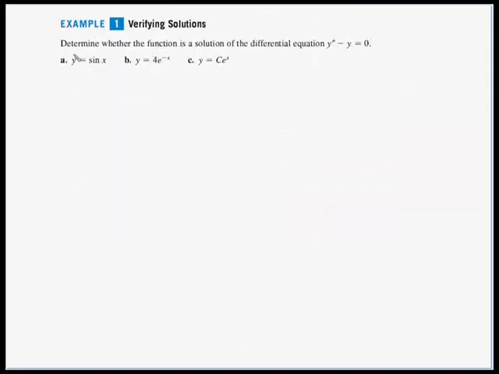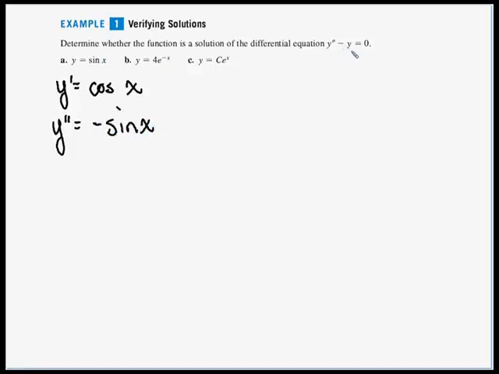Here in example 1, we're going to verify a few solutions. Determine whether the function is a solution to the differential equation y double prime minus y equals 0. So we're going to look at part A here, y equals sine of x. What is the first derivative of sine x? Well, derivative of sine is cosine x. And for our differential equation, we're going to need the second derivative, y double prime. Well, what's the derivative of cosine? Negative sine x.